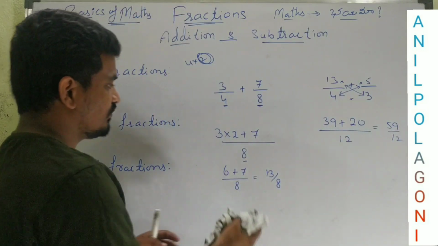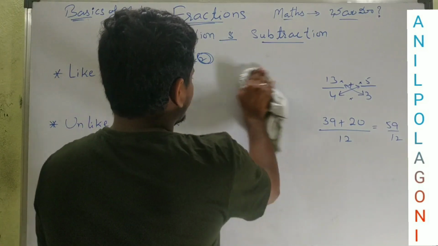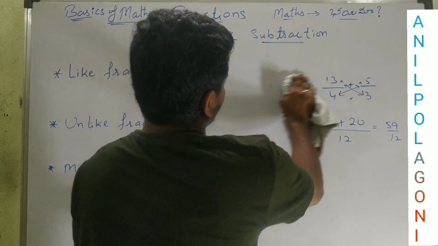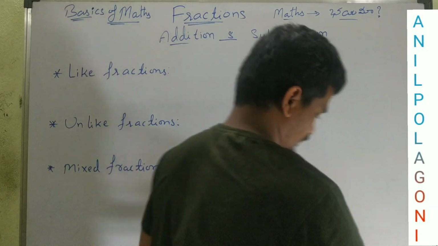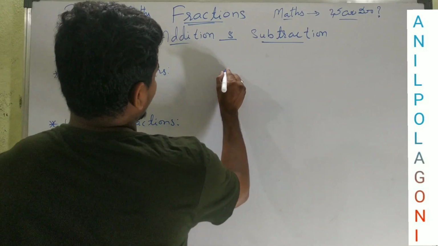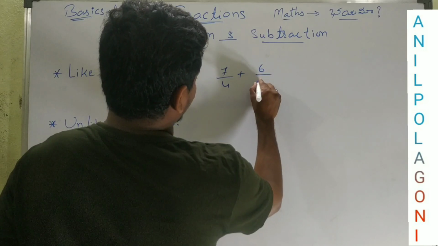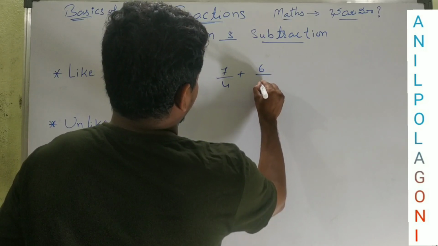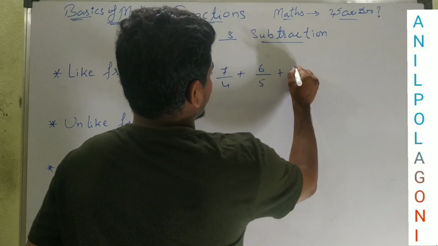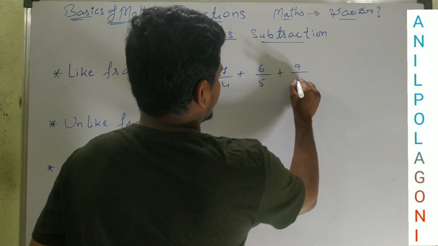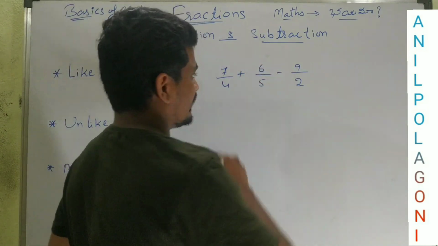Sometimes, what happens? If there are more than two fractions, how to do it? Let's see. 7 by 4 plus 6 by 5 plus 9 by 2. Like this, the fractions are there; here I am taking a minus symbol.